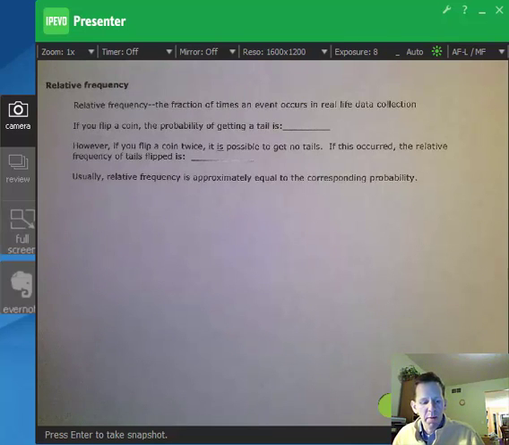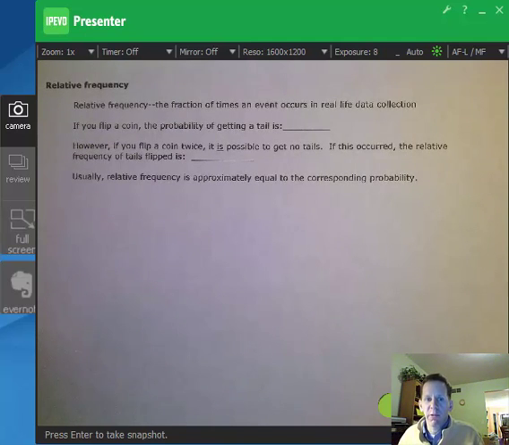So we've already talked about probability, probability being equal to the number of outcomes in an event divided by the number of outcomes in the sample space. Relative frequency is related to probability, but they're two different things. Relative frequency is the fraction of times an event actually occurs in real-life data collection.